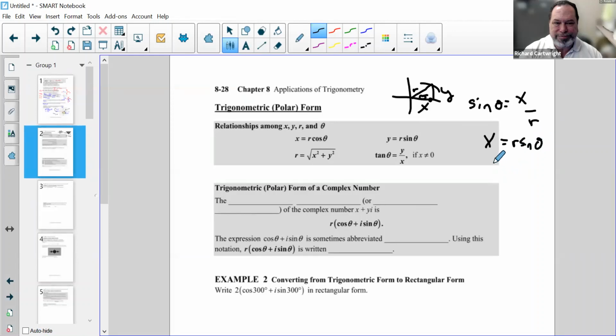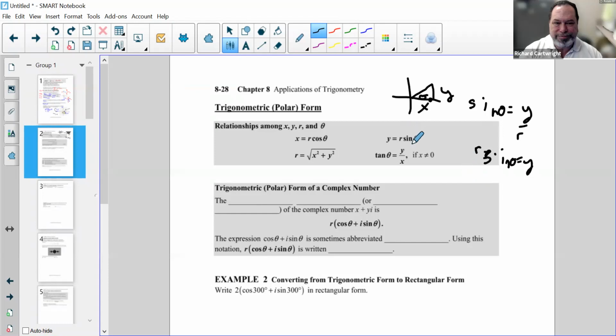And using the same information, wait, I'm sorry. It wasn't x. No, it's not. Wish I could rewind. Opposite. Sine of theta was equal to the opposite over r. There, that's better. r sine of theta equals y.